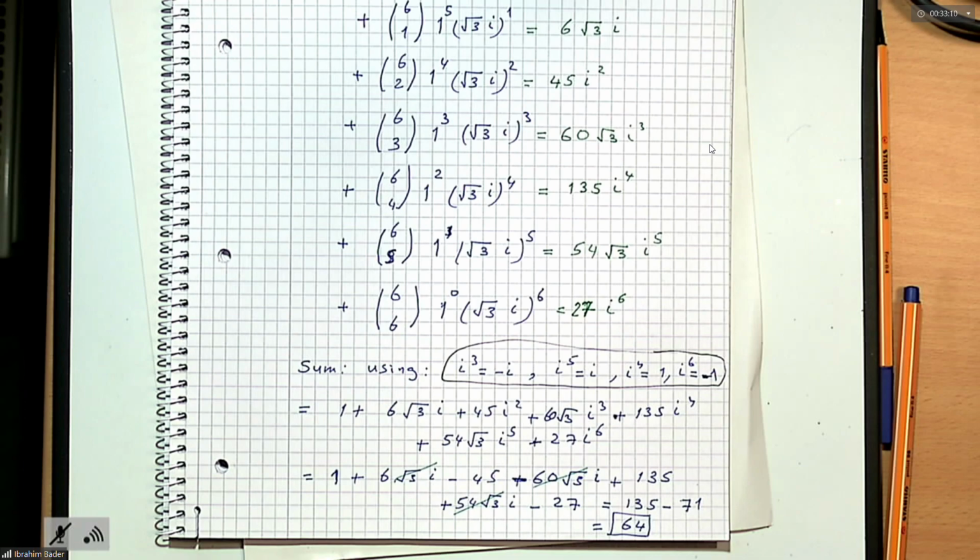Okay, so then here you get 100. So you get 60 plus 60 minus, the square root of 3i cancels out. Then you get 135 minus 71, and it's 64, which is the same answer that we got in the previous worksheet.